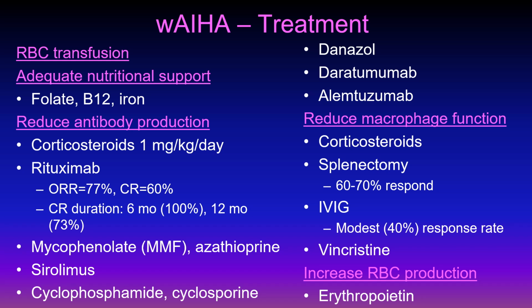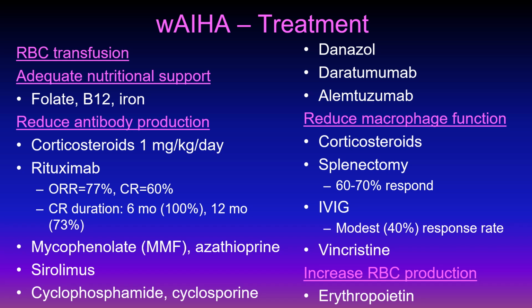We may try to reduce the antibody which is causing this by corticosteroids, the miracle drug rituximab, other agents such as mycophenolate or azathioprine, or the immunosuppressive drugs sirolimus, Cytoxan, or cyclosporin. Other drugs such as danazol, daratumumab, alemtuzumab, these are major immune suppression drugs. Danazol is an attenuated androgen that is used sometimes to treat this disease. These are many therapies that try to target the antibody production.